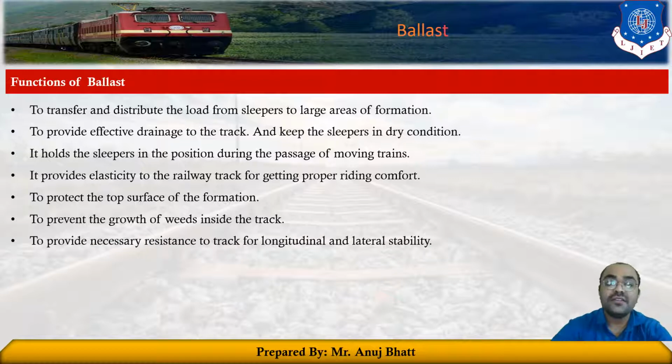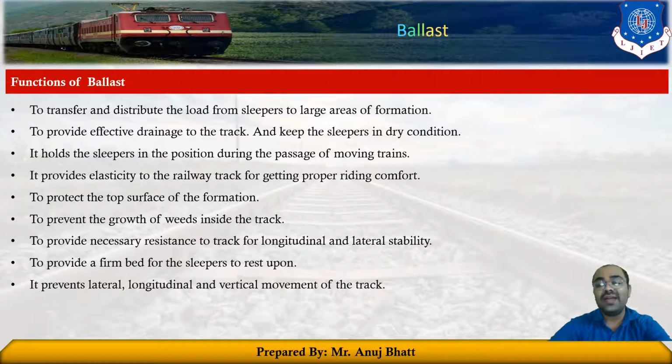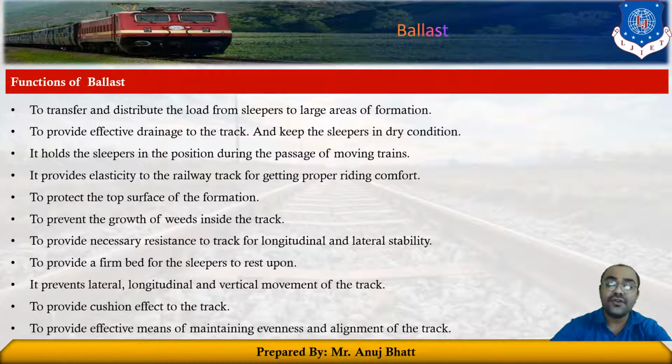Also to provide the necessary resistance to the track for longitudinal and lateral stability. Also to provide a firm bed for the sleepers to rest on, while it prevents lateral, longitudinal, and vertical movement of the track. It also provides a cushion effect to the track, so the jerk will not be felt. The ballast is also constructed to provide an effective means of maintaining the evenness and the alignment of the track. So these are some of the functions of the ballast.